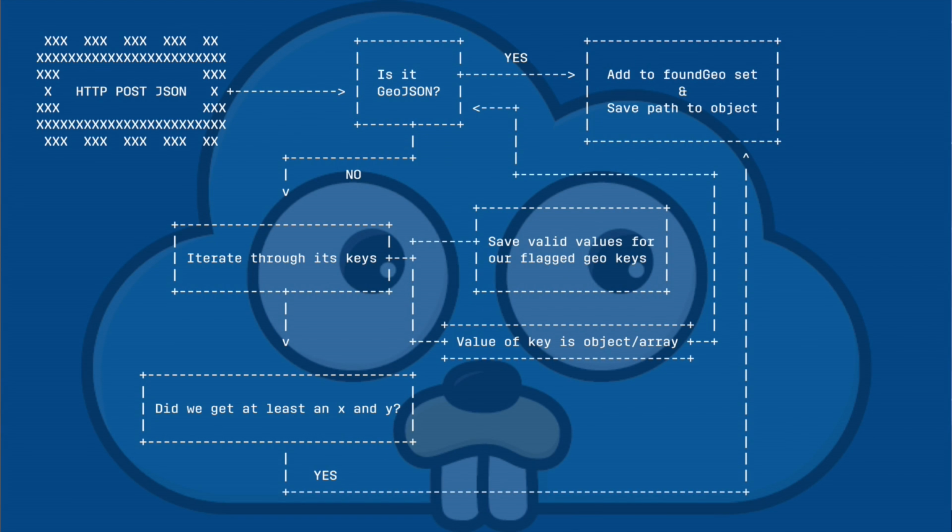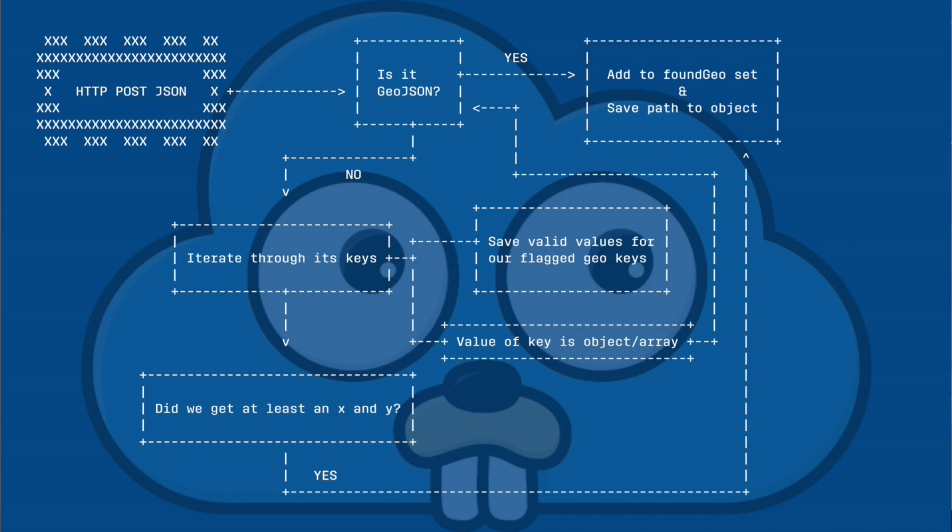So this is the ASCII art flow diagram of how this parsing works. First off, we check if it's GeoJSON. If it is, then save it, and the path that it took to get to it. If it's not, then we iterate through all of its keys and save any valid values for any of our geo keys.